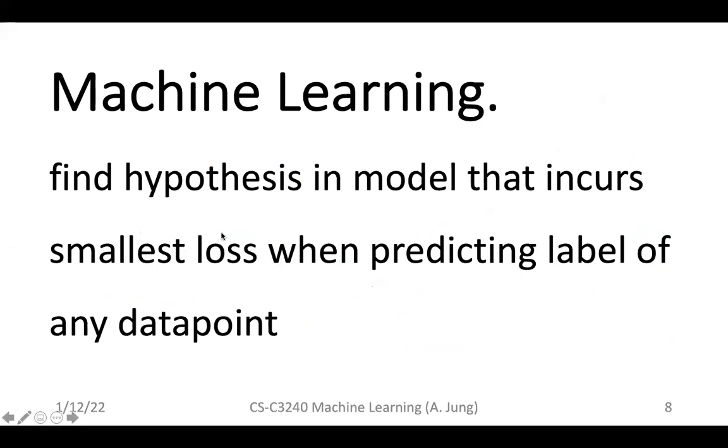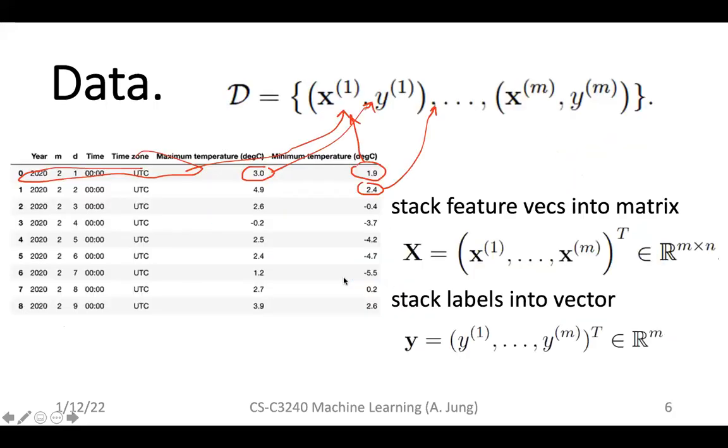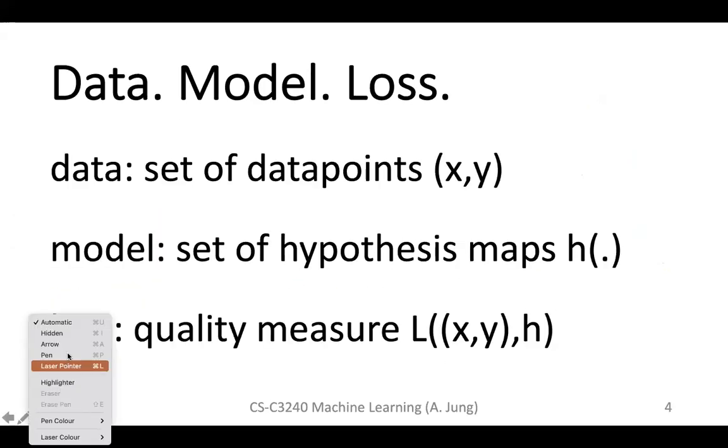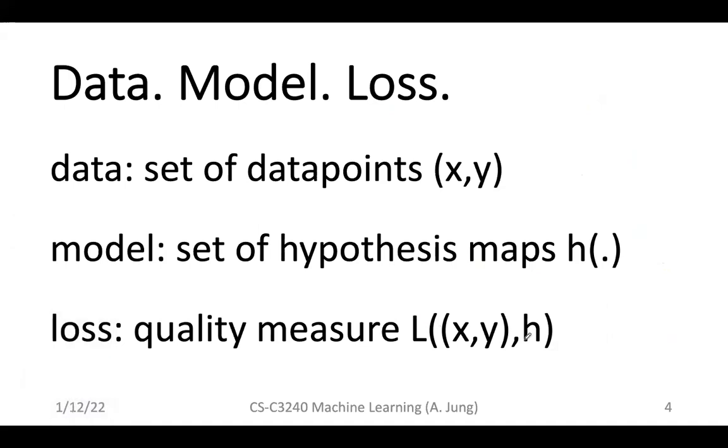We want a hypothesis that incurs a small loss. But the loss depends on the hypothesis, so this is something we will try out, different hypotheses. This is what machine learning is about: try out different hypotheses such that the loss is as small as possible. But the loss also depends on the data point. So how can we find a measure that applies to all data points?